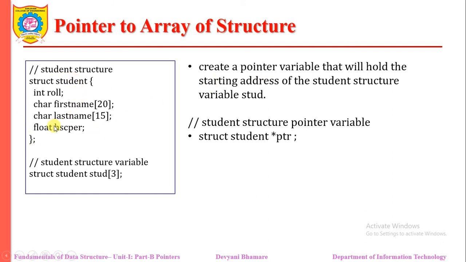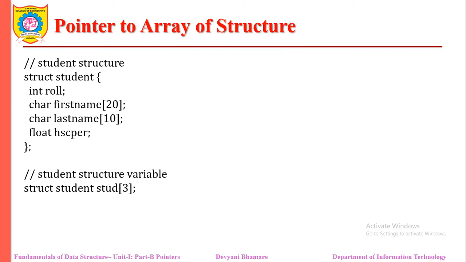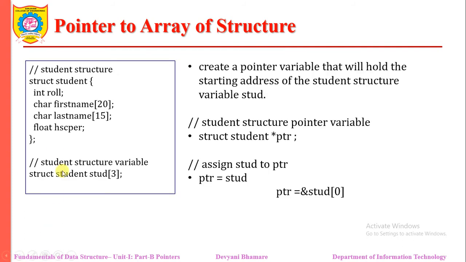So we have declared a pointer. This indicates that ptr points to struct student. Now we want this pointer to point to the array of this structure. That means ptr is equal to stud, or we can write ptr is equal to the address of the first element, that is &stud[0]. Like this, a pointer has been initialized. Now we can say that ptr points to stud[0].